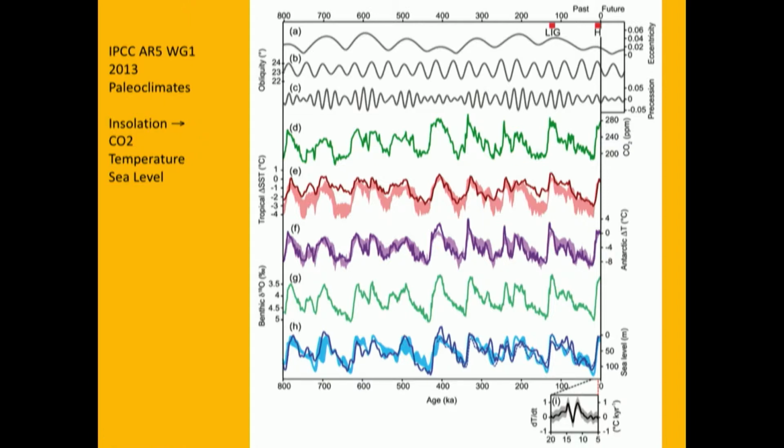But notice what's happening right now. Right now, Earth has a really circular orbit, and the insolation we're getting from the sun is really low. We're really at a low point in insolation, but the CO2 is really high. The sea surface temperature is really high, Antarctic temperature is really high, and sea level is high. So the sun is not driving the high temperatures and the high CO2 and the high sea level. Something else is doing it.